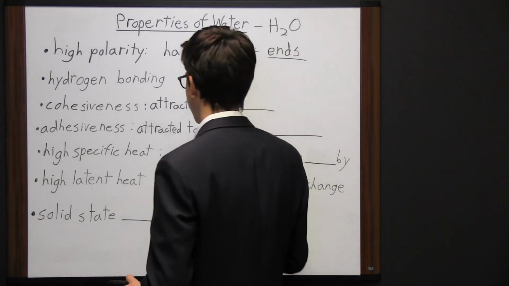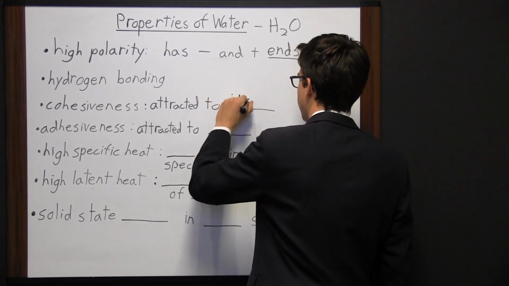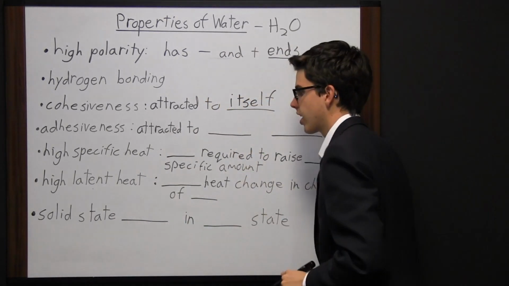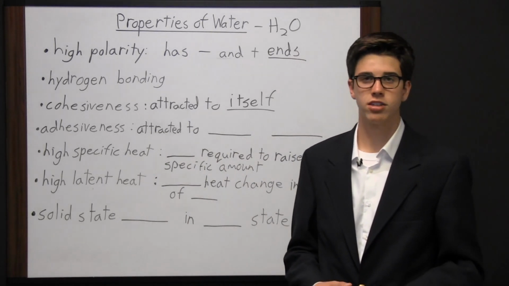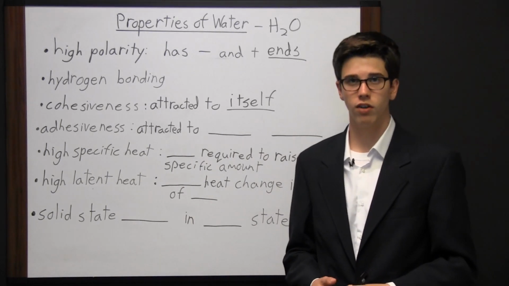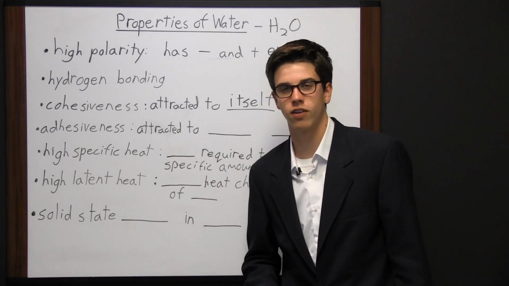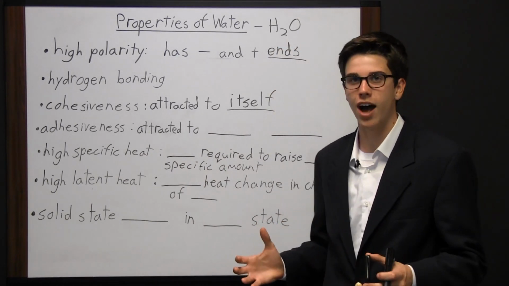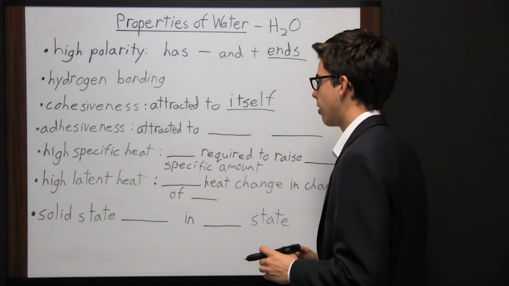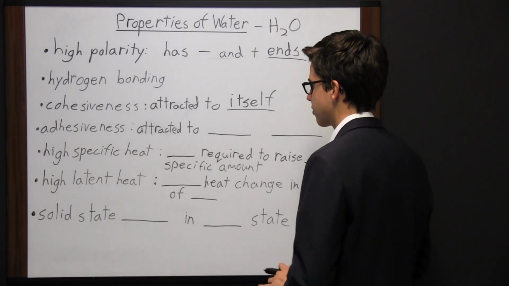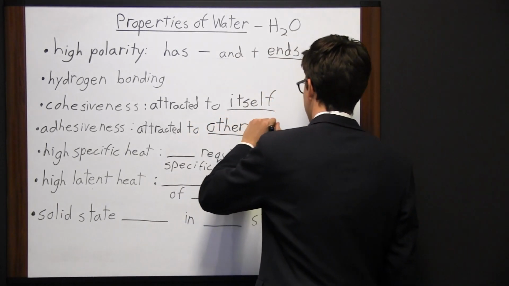Water also is cohesive. And so cohesiveness means it's attracted to itself. You may have noticed this if you ever filled a cup of water up a little bit too high above the rim of the glass. Well, the water didn't immediately spill over because of cohesiveness. The water molecules were attracted to the other water molecules, so the water didn't necessarily spill out because the attraction was stronger than the force of gravity trying to pull it out. Then we also have adhesiveness, which means water molecules are attracted to other molecules.